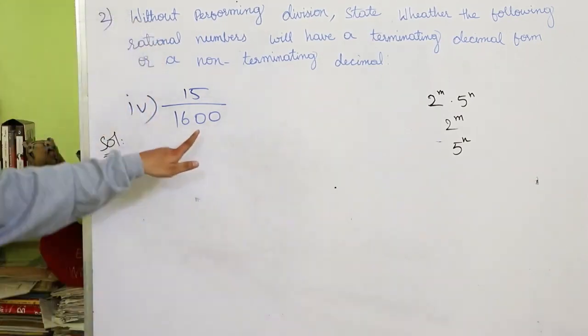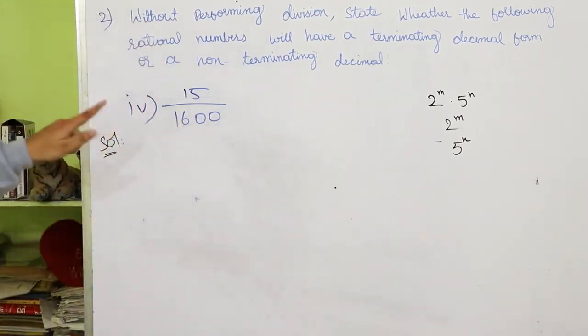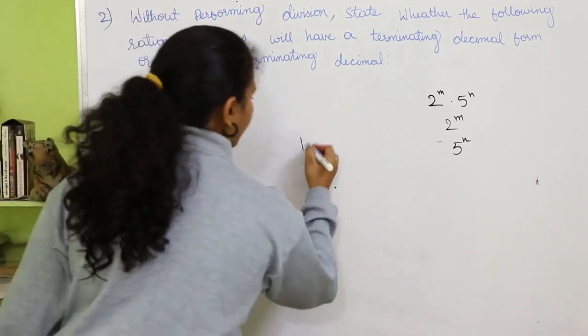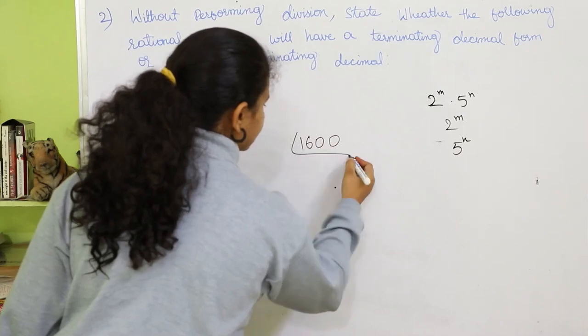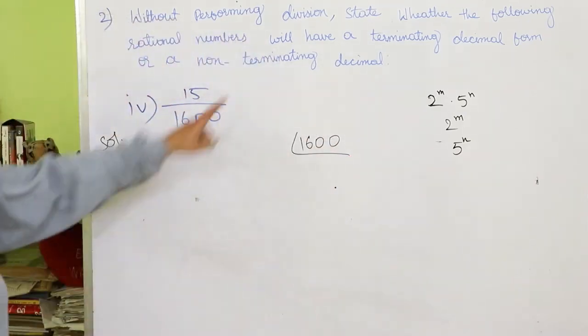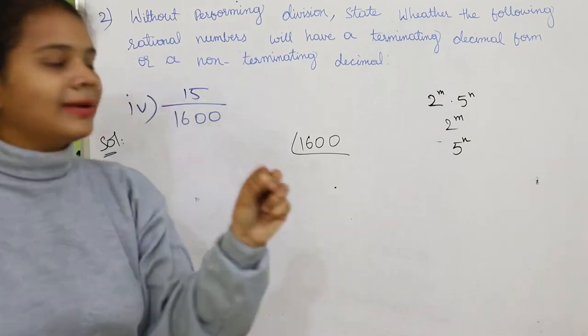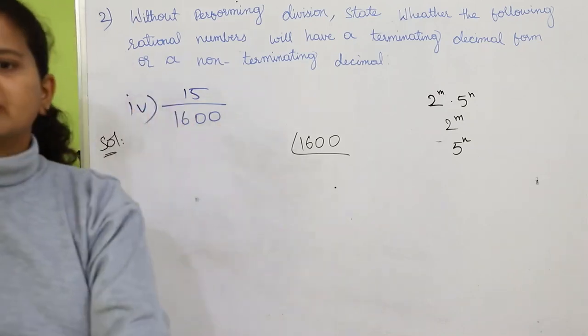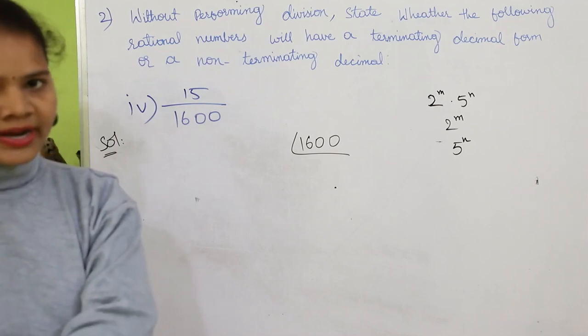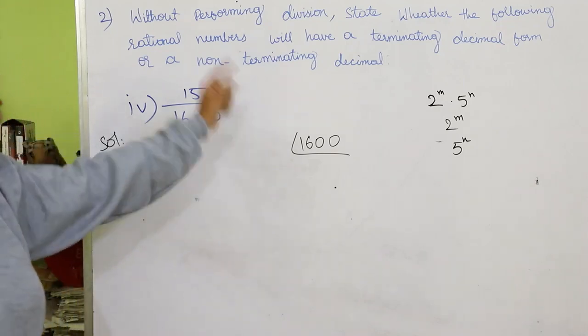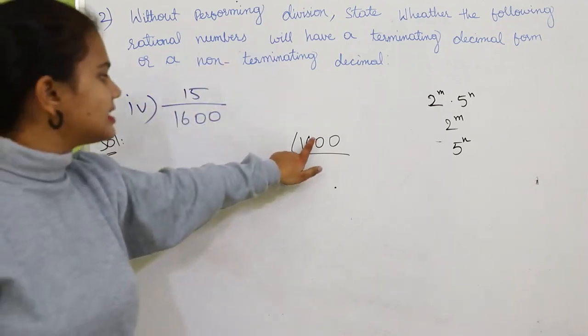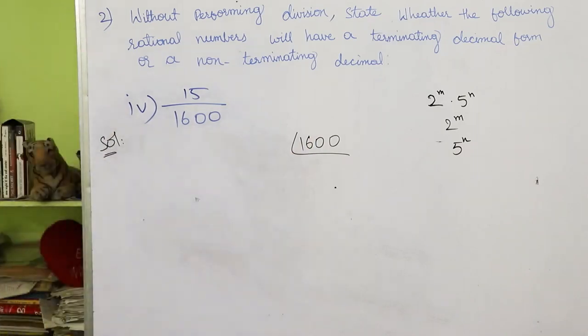So you again look at the denominator, 1600. Now you go for LCM of 1600. The main thing, guys, to find whether this is terminating or non-terminating, is to firstly go for the denominator LCM. The denominator is 1600. Now do LCM for this 1600.